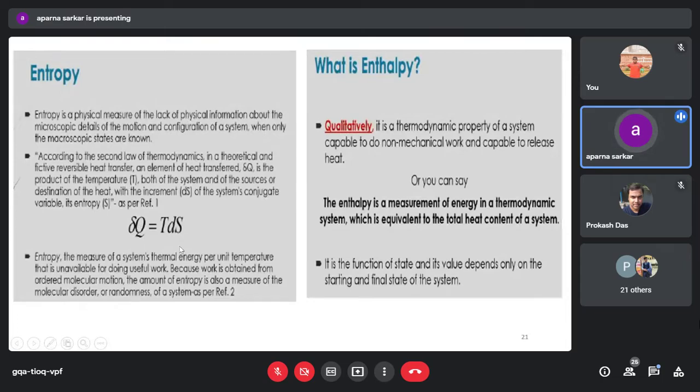So entropy gives us the value of the randomness of a system. Now another property is enthalpy. Enthalpy is a measurement of energy in a system, and this is equivalent to the total heat content of a system. That is a qualitative measurement.